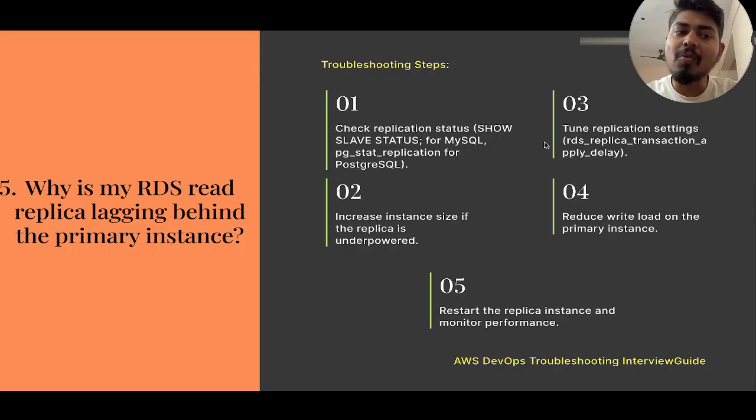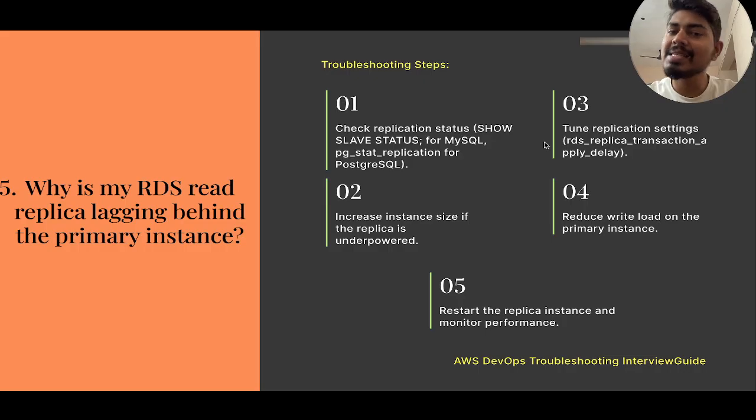Next issue is why my RDS read replica is lagging behind the primary instance. Primary instance in the sense master instance. For troubleshooting this, check the replica's status. SHOW SLAVE STATUS. This is the query we can run for MySQL. For Postgres, there are equivalents for the Postgres replicas.